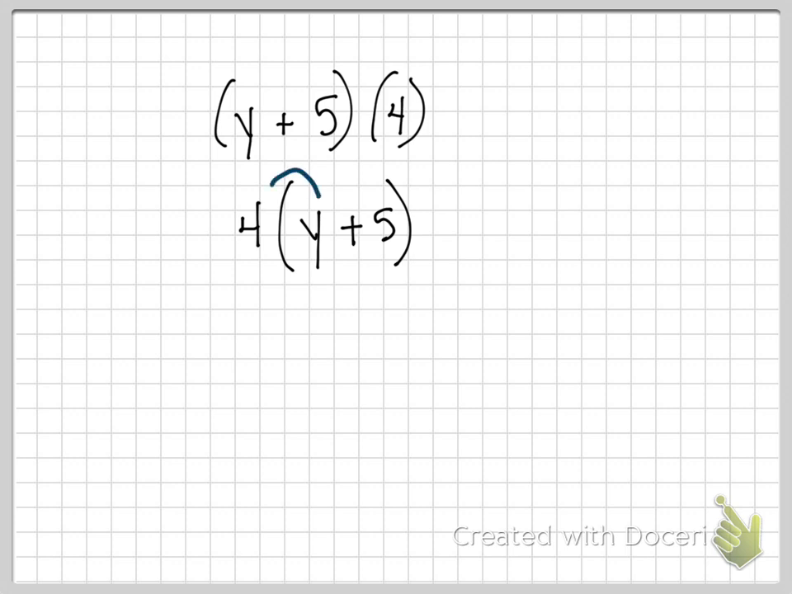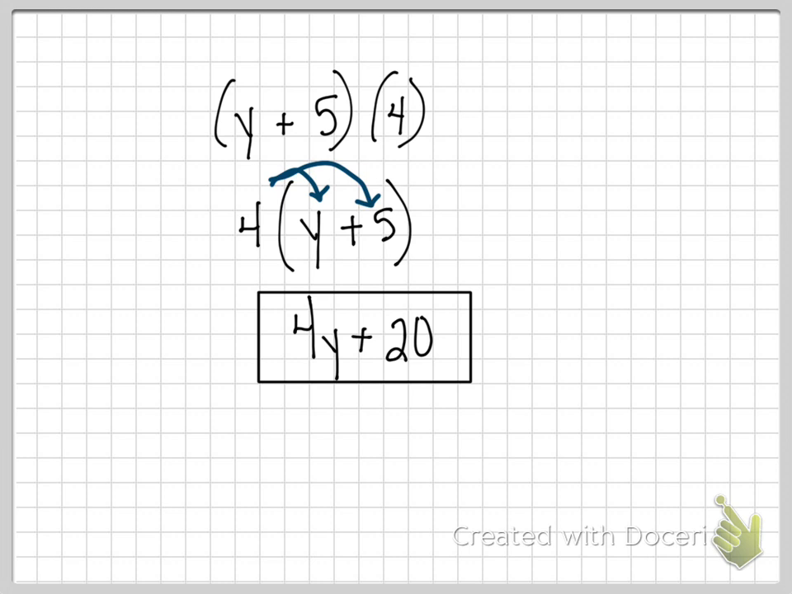I got 4y. Yep. Plus 20. Very good. 4y. Brought down the plus. 4 times 5 is 20. Very good. 4y plus 20. Could you also say 20 plus 4y? Yes, because of the commutative property of addition. Yep. Order. You can add in any order.